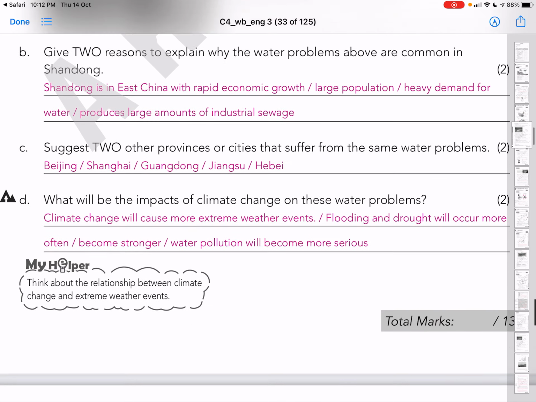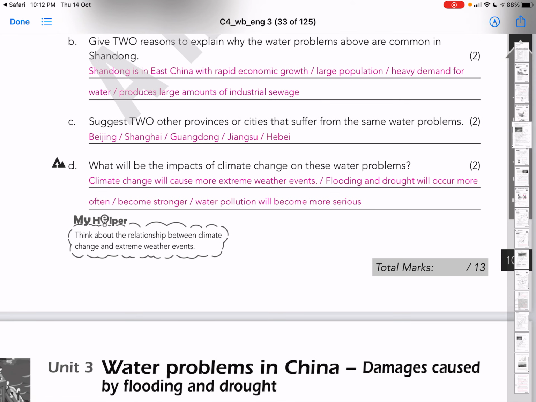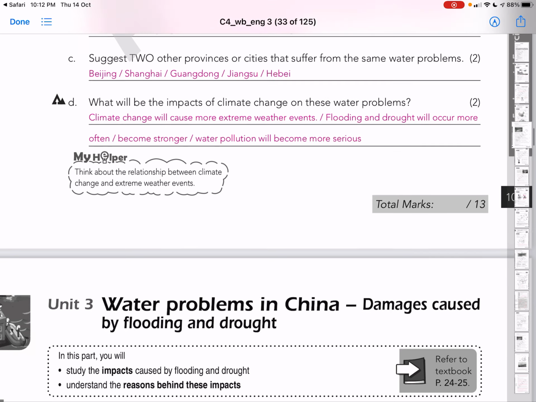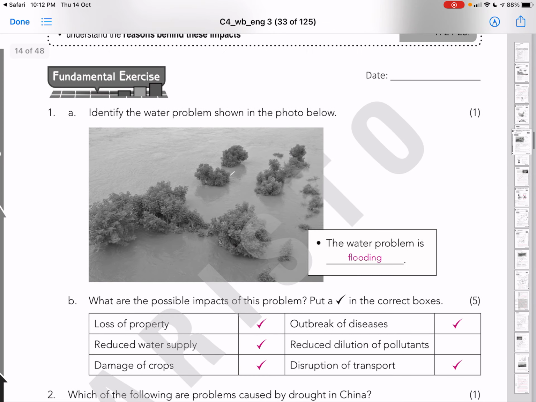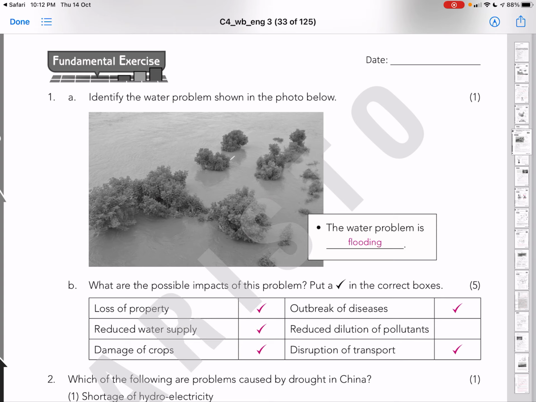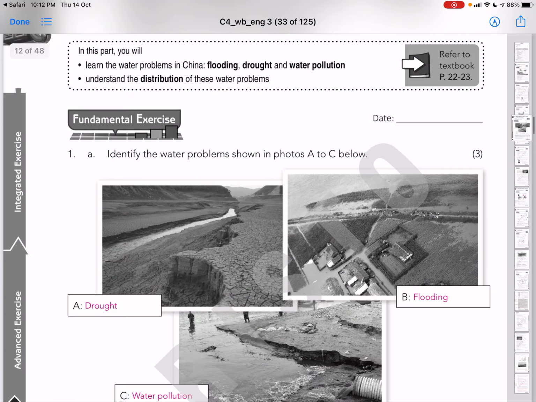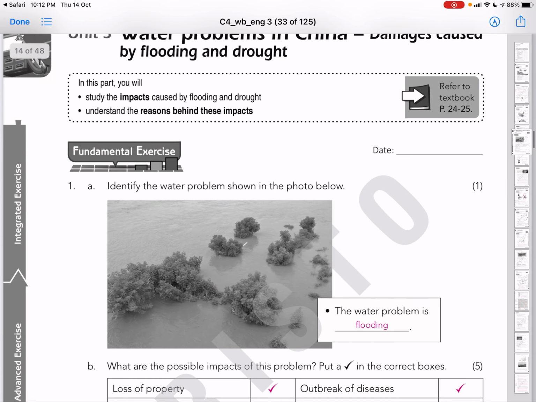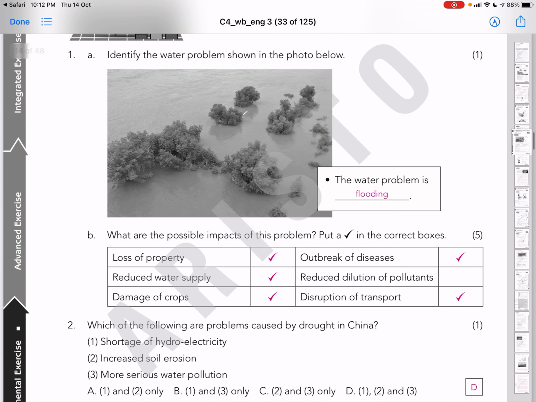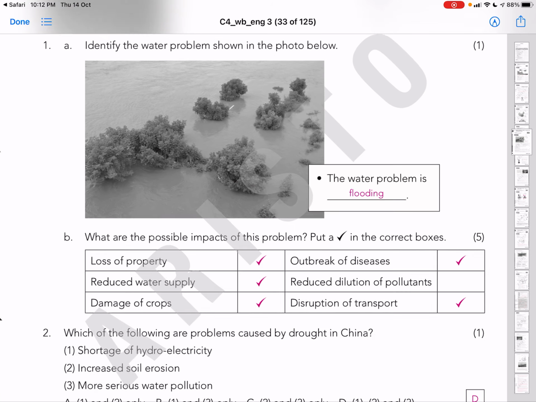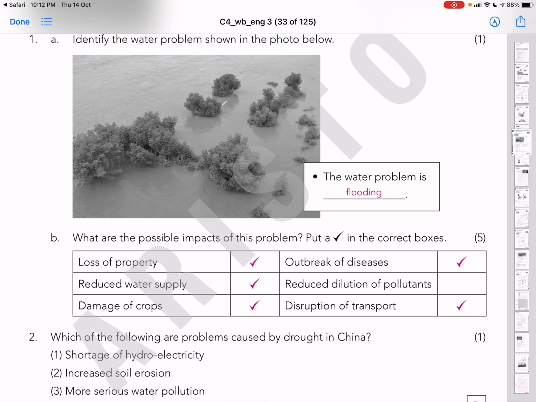And what is the impact of climate change on this water problem? Climate change will cause more extreme weather events. Flooding and drought will become stronger, and then the water pollution will become more serious. Again and again, because indeed it is more or less alike with here, isn't it? So accordingly, this one is definitely flooding. And what are the impacts of the flooding?